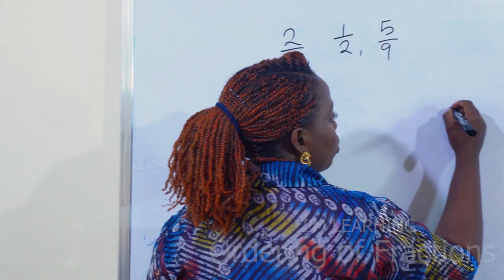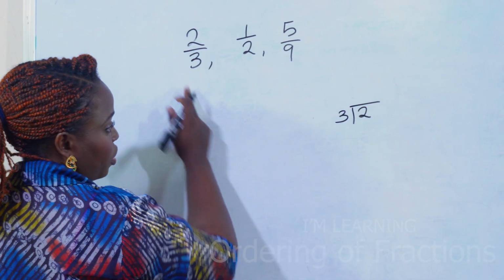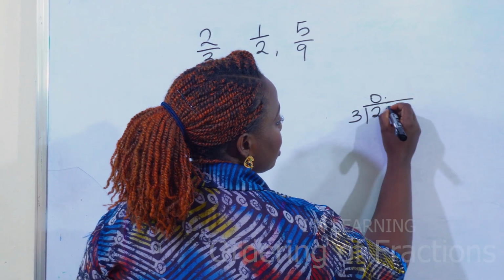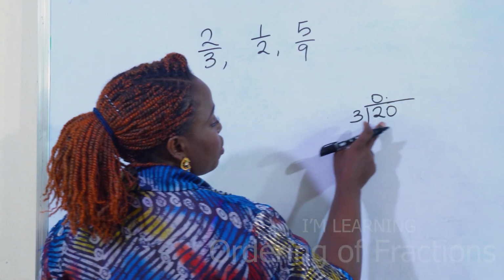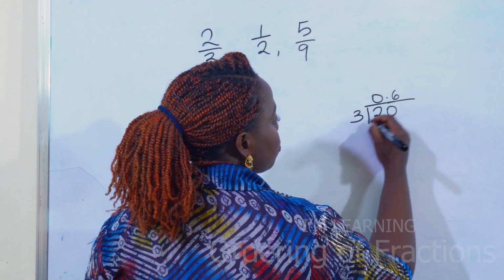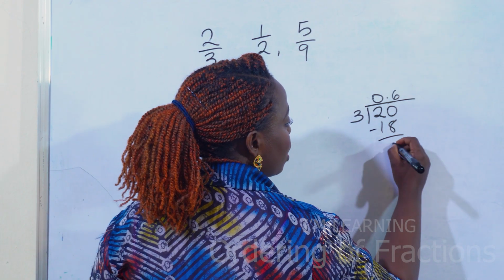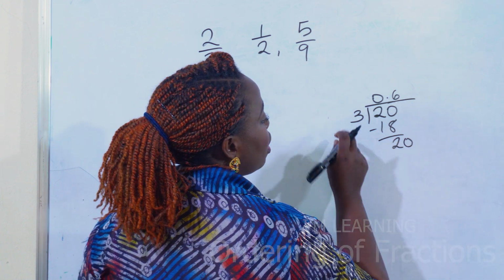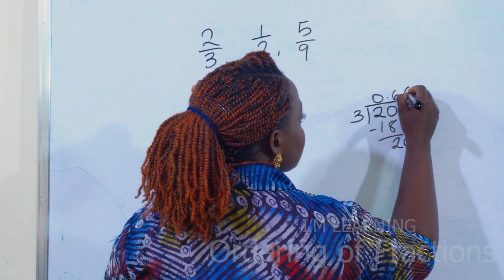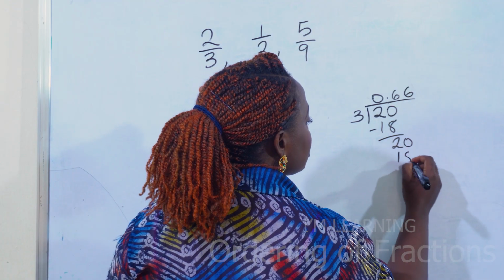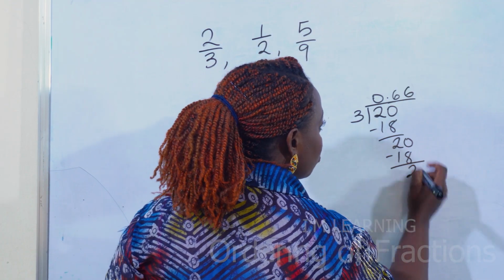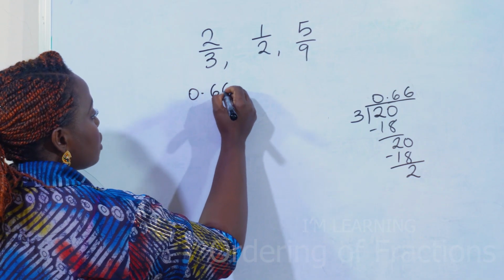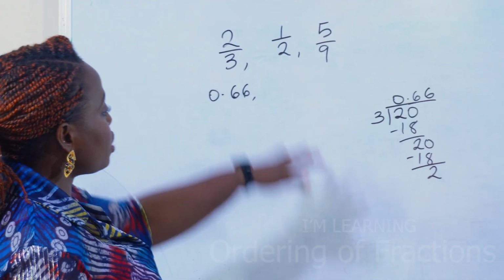2 divided by 3, which is 2/3. 3 cannot go there, so 0.5. That decimal point allows me to add a 0 here. 20 divided by 3 is 6. 3 times 6 is 18. Subtract, you have 2. That decimal point allows me to add another 0 here. 20 divided by 3 is 6. 3 times 6 is 18. Minus is 2. So I'm going to have a recurring decimal of 0.66.